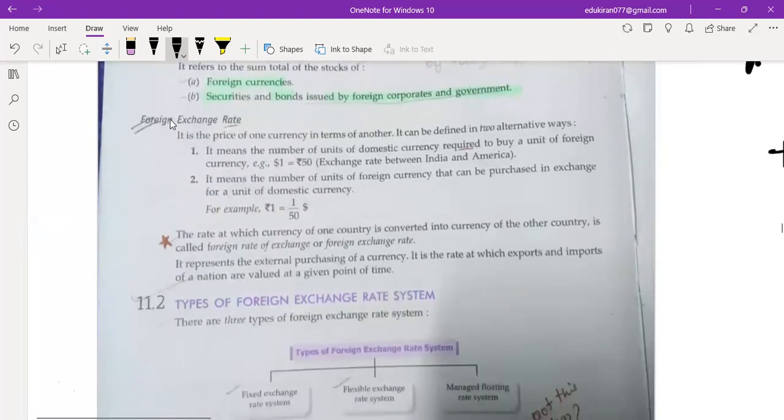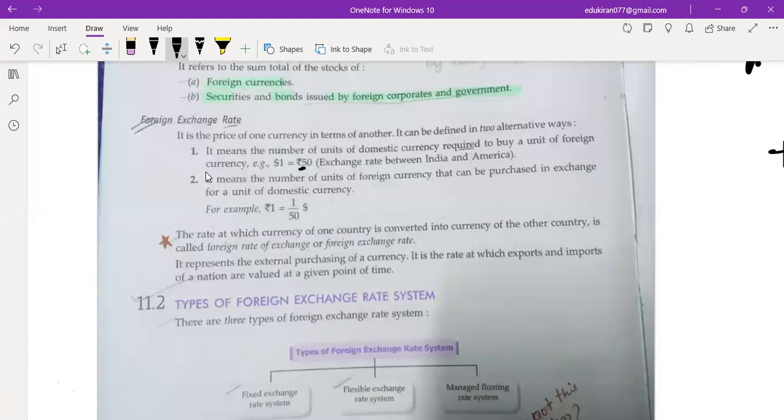First of all, we will do foreign exchange rate. So basically, it is the price of one currency in terms of another. Clear? What is the price of the currency in terms of another? It means the number of units of domestic currency required to buy a unit of foreign currency. Like to purchase $1, you need 50 rupees. Clear? 50 Indian rupees.